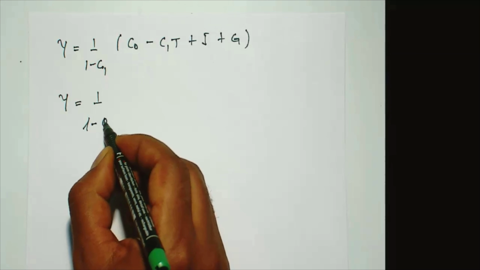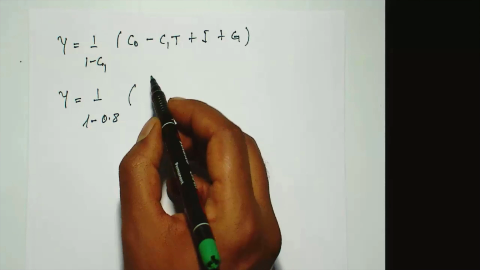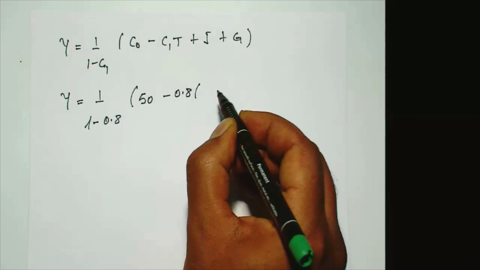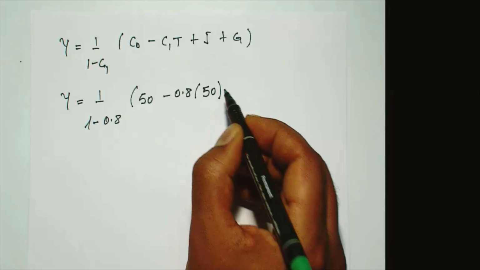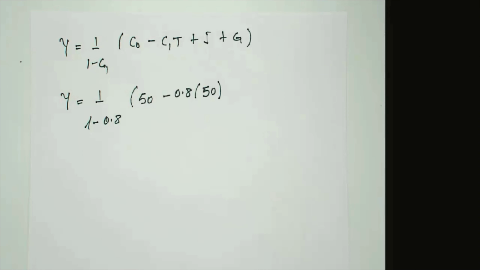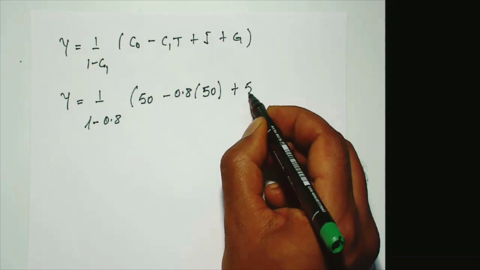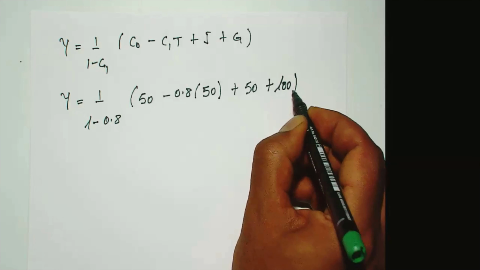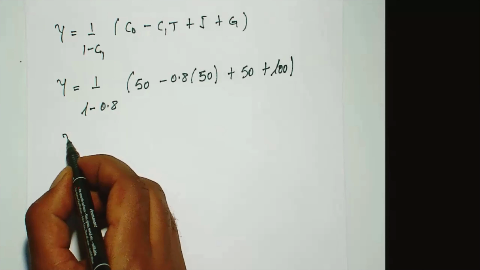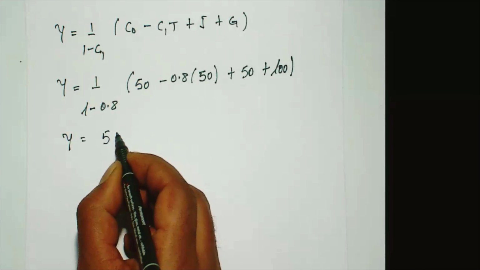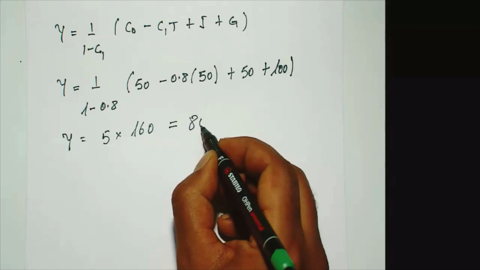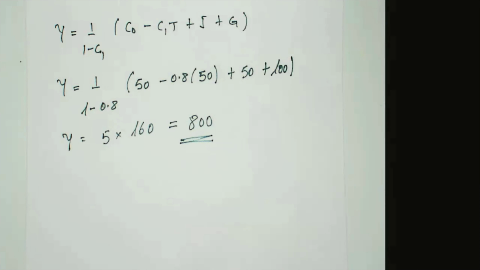We would have 1 minus 0.8. Our autonomous consumption didn't change. 0.8. Here our tax changed from 100 to 50, so we would plug in 50 instead of 100, plus investment remained to be 50, government expenditure remained to be 100. Here again, if you do your calculations, you would arrive at a value of 800 for the equilibrium level of income.